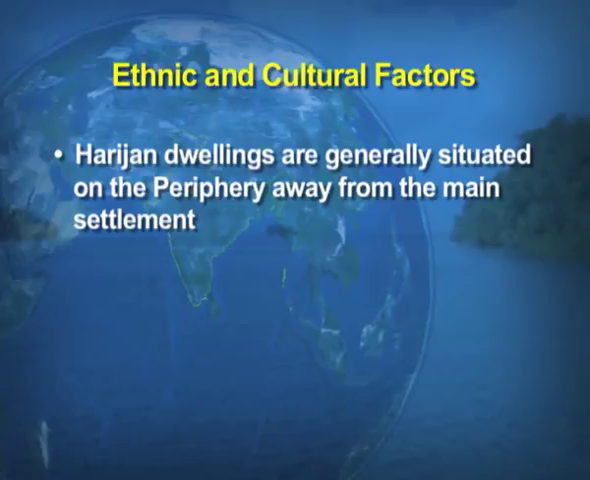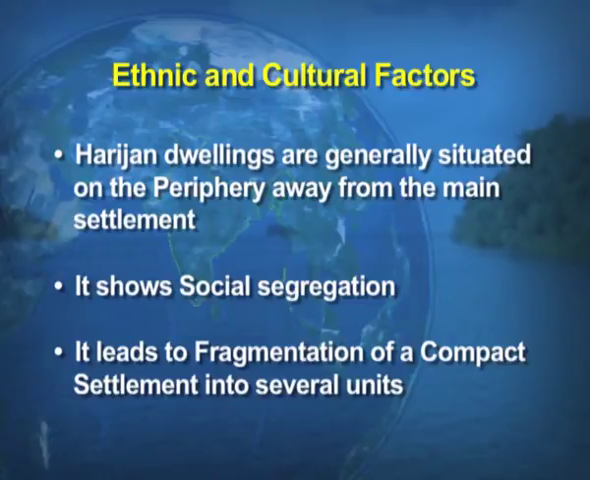Harijan dwellings are generally situated on the periphery away from the main settlement, because these are the people of the low caste who provide the services to the upper class people of the rural areas. So, that means it shows the social segregation. It also leads to fragmentation of a compact settlement into several units, because when we talk about fragmentation, that means on the basis of the social segregation, the compact settlement gets dispersed into different dwellings.